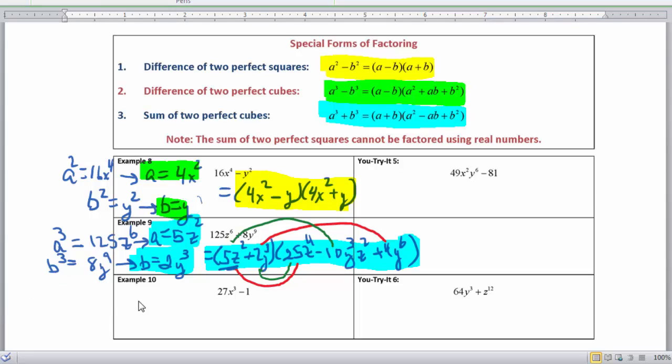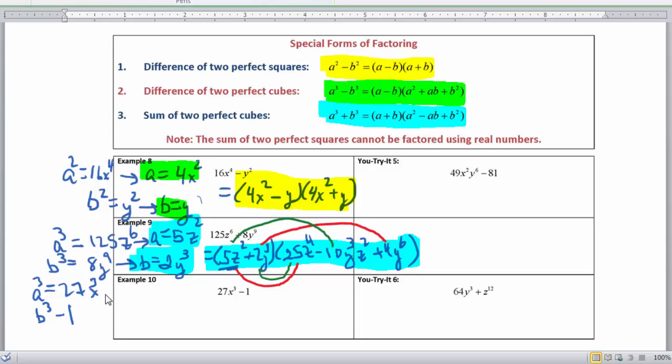And then the last one, example 10, is actually a difference of cubes. So 27x cubed minus 1, this one is a little bit easier actually, right? Because in this case, a cubed is 27x cubed. B cubed is 1. So again, what's the form? Oops, sorry, I don't want the form yet. I want to identify what's what, right?